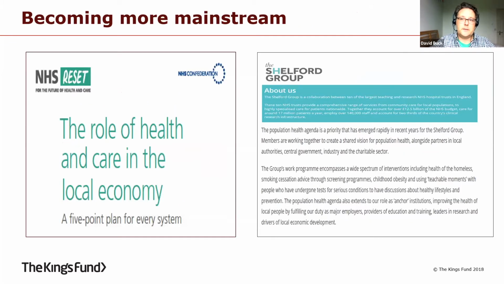And I'm pleased to say that I think these ideas are becoming much more mainstream than they were. So the box on the left is a recent publication from the NHS Confederation, which is an alliance of key NHS organisations, really reflecting the role of health and care in the local economy. And the box on the right, it refers to the Shelford Group. That's the 10 of the largest acute hospitals in England, which together employ about 140,000 staff, 2/3 of the country's NHS research infrastructure, about £12.5 billion of the NHS budget. They recognise that they have a role as an anchor institution, as an economic and social institution in their own places and in the economy.